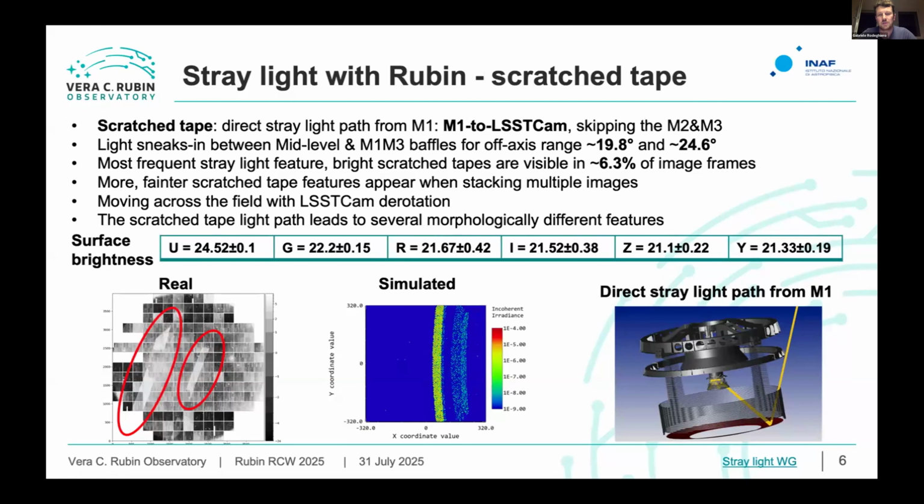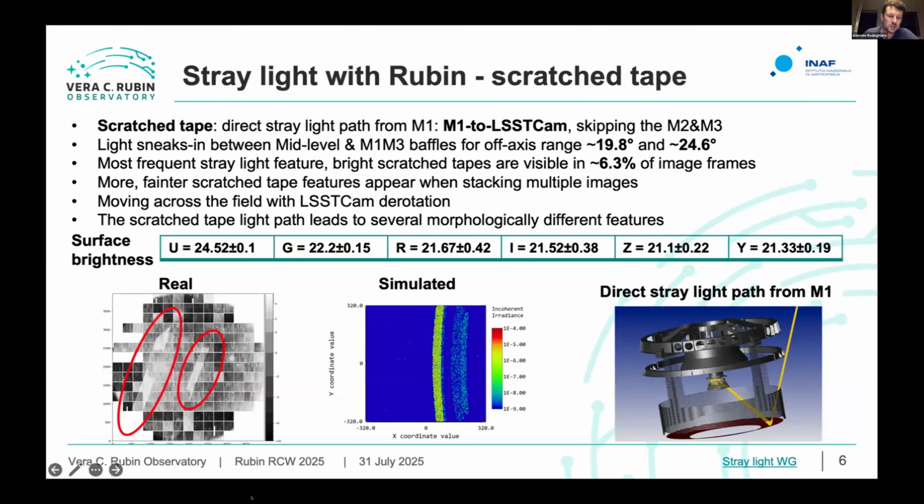It lives in a region between 20 and 25 degrees off axis, approximately. And as I said, it's very frequent. It affects at least 6.3% of all the image frames we took so far. But this is a lower limit, because this is associated with the brightest stars. So we expect fainter scratched tape, which by chance we observe when we stack multiple images, also from fainter stars.